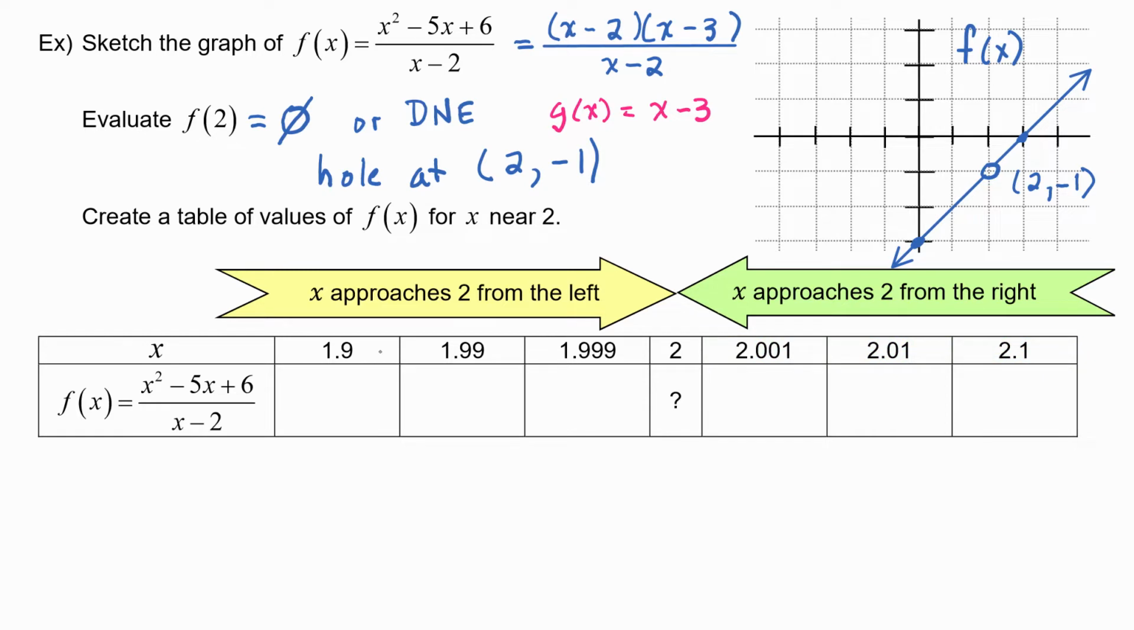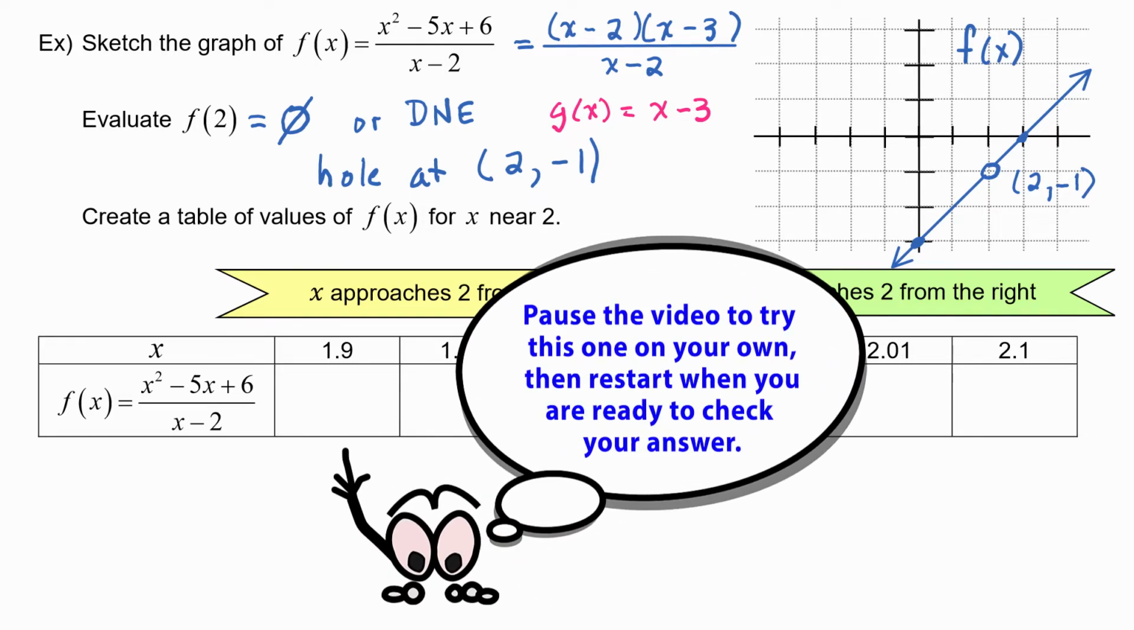So let's start by plugging in 1.9 into our f of x. So what I want you to do now is pause the video, grab your calculator, take the x value of 1.9 and plug it into f of x, and then write that function value here. Then restart the video when you're ready to check your answer.